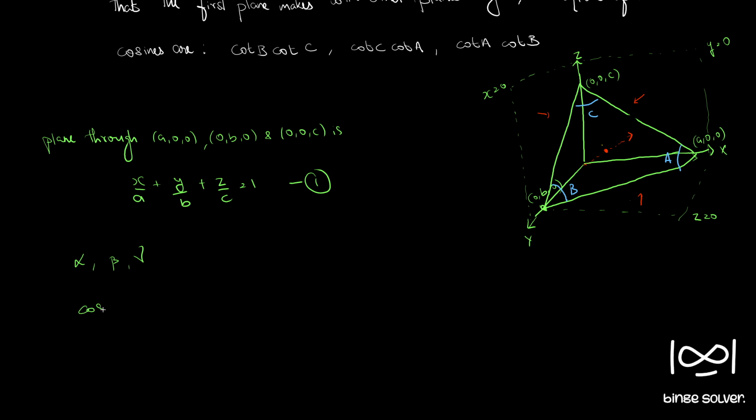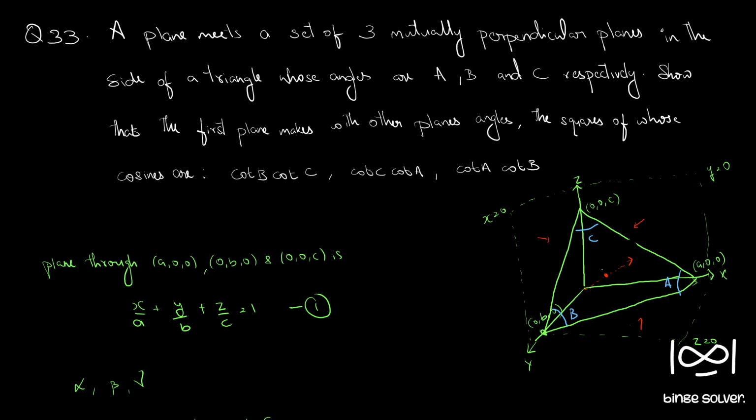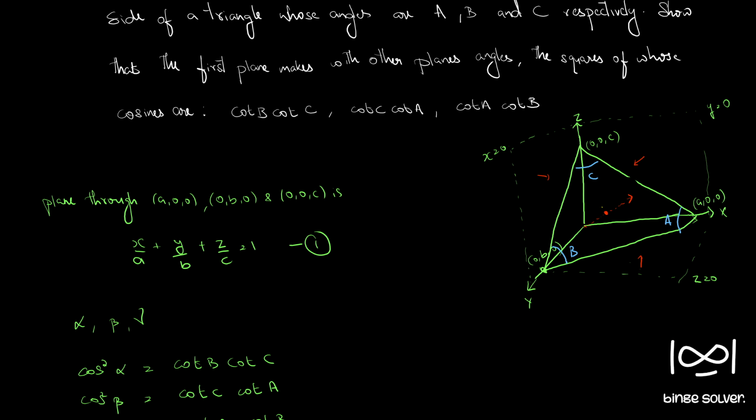The question asks us to show that cos square alpha is equal to cot B cot C, cos square beta is equal to cot C cot A, and cos square gamma is equal to cot A cot B. So we have to prove this, where alpha, beta, gamma are the angles this particular plane makes with the different coordinate planes in our example. We will find all the equations. So this is what the question asks for. A little complicated question, but we'll see.